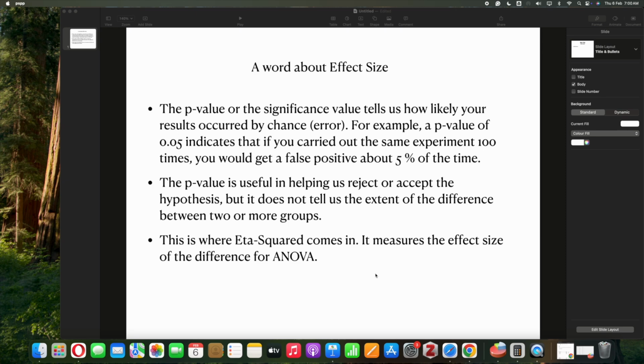So as we are all aware, the p-value or the significance value tells us how likely your results occurred by chance or error. For example, a p-value of 0.05 indicates that if you carried out the same experiment 100 times, you would get a false positive about 5% of the time only. The p-value is useful in helping us reject or accept the hypothesis, but it does not tell us the extent of the difference between two or more groups. This is where Eta-Squared comes in. It measures the effect size of the difference for ANOVA.